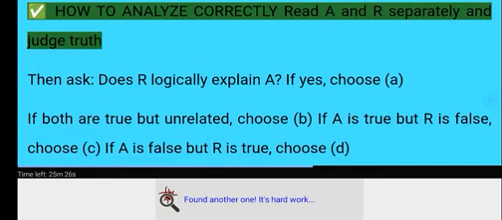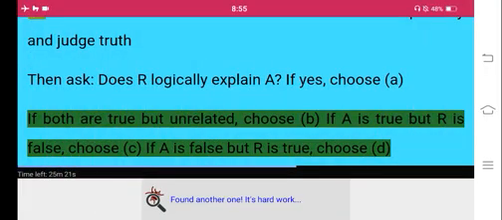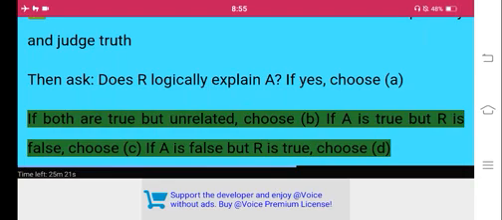How to analyze correctly. Read A and R separately and judge truth. Then ask, does R logically explain A? If yes, choose A. If both are true but unrelated, choose B. If A is true but R is false, choose C. If A is false but R is true, choose D.